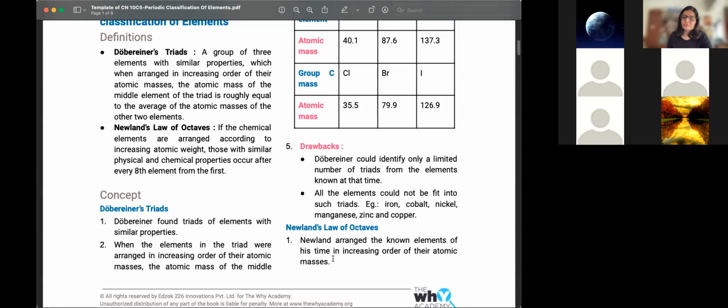Now what did Newlands find out? What was his contribution to classification? Any of you guys remember? Dhruv, Nikki, Elena, any of you? Every eighth element, like octave means eighth. So every eighth element has similar properties, just like musical notes.